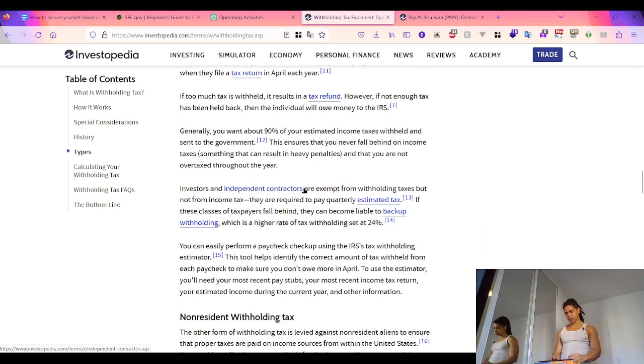Investors and independent contractors are exempt from withholding taxes, but not from income taxes. They are required to pay quarterly estimate taxes. If this class of taxpayers falls behind, they can become liable to backup withholding.